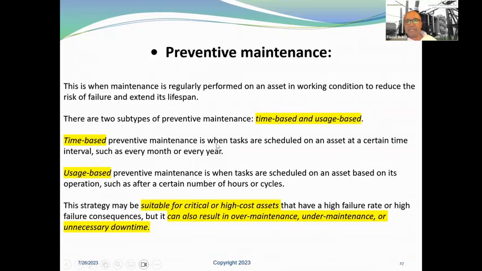Time-based preventive maintenance is when tasks are scheduled on an asset at a certain time interval, such as every month or every year. Usage-based preventive maintenance is when tasks are scheduled on an asset based on its operation, such as after a certain number of hours or cycles. This strategy may be suitable for critical or high-cost assets that have a high failure rate or high failure consequences, but it can also result in over-maintenance, under-maintenance, or unnecessary downtime.